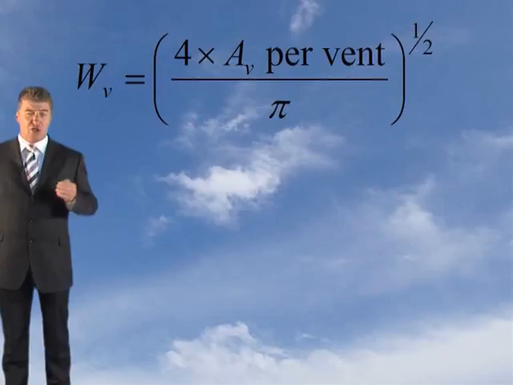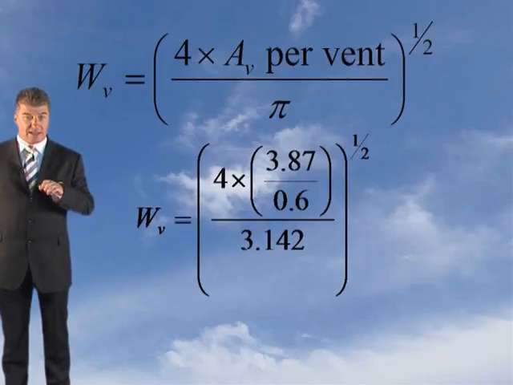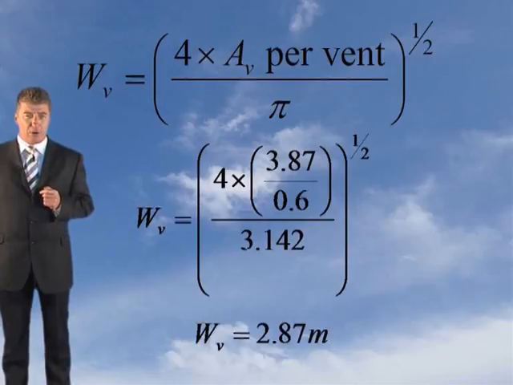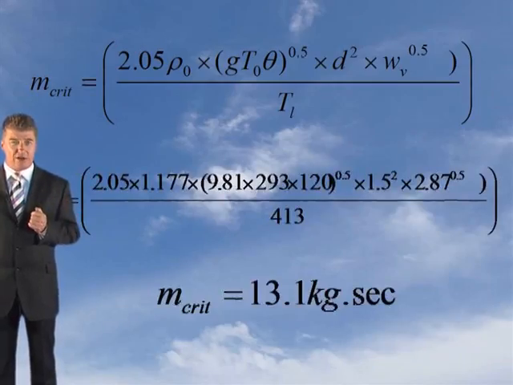Now, when you put the variables into this equation, you should have got this. Your WV equals 4 times 3.87, which is your aerodynamic free area. Divide that by your 0.6 to get your geometric area. Divide that by 3.142 and square root it. You should have got a WV of 2.87 metres. Now, you put that into the mcrit formula here, as you can see. You should have got an mcrit of 13.1 kilograms a second.